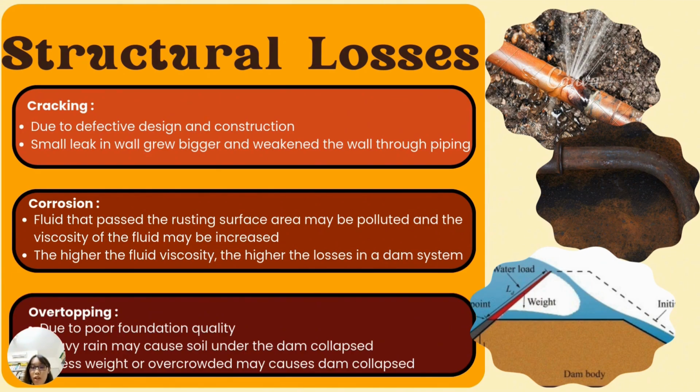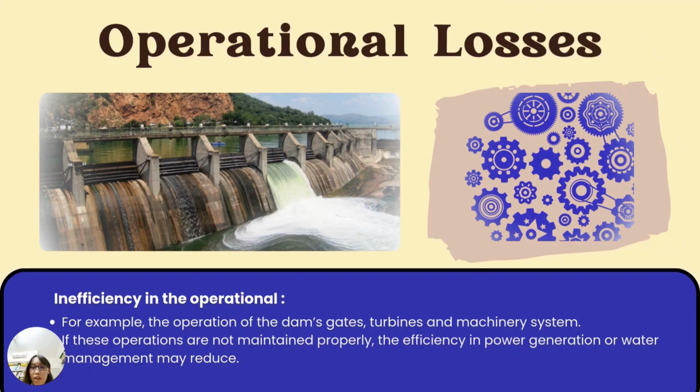Lastly, overtopping due to poor foundation quality. Heavy rain, excess wind, or overcrowding may cause dam collapse. Operational losses usually refer to inefficiency in the operation, for example, the operation of the dam gates, turbines, and machinery system. If these operations are not maintained properly, the efficiency in power generation or water management may reduce.